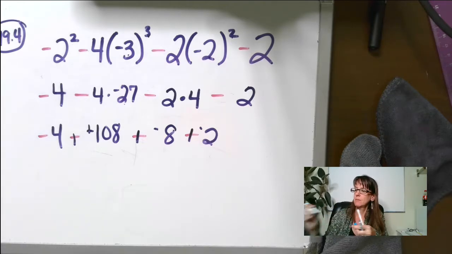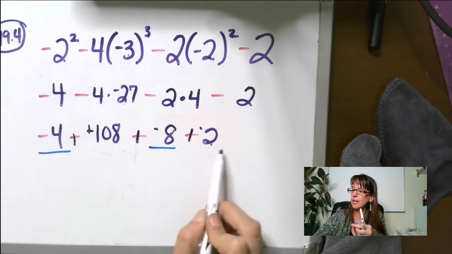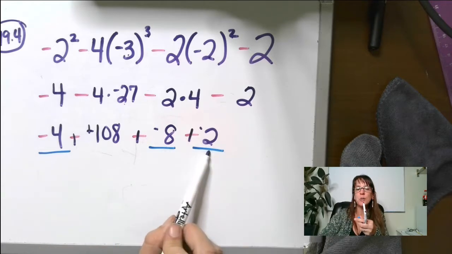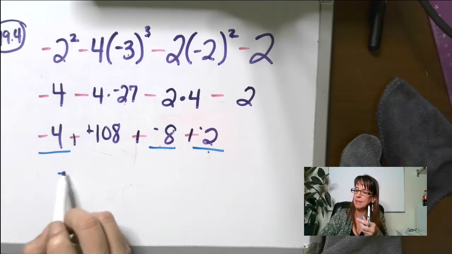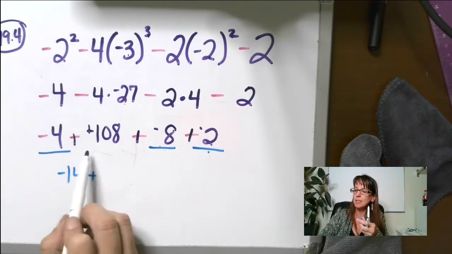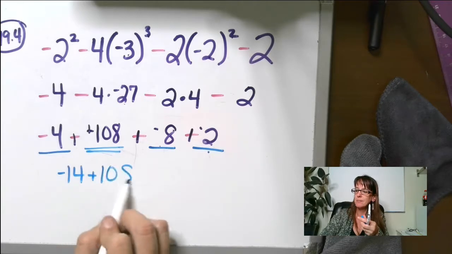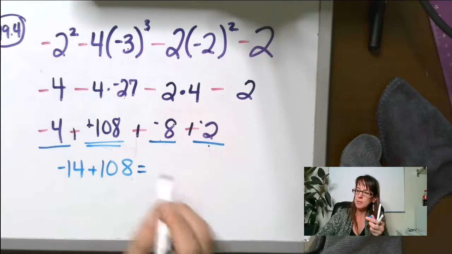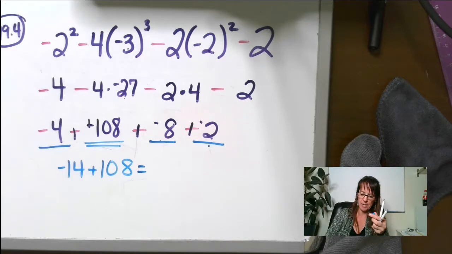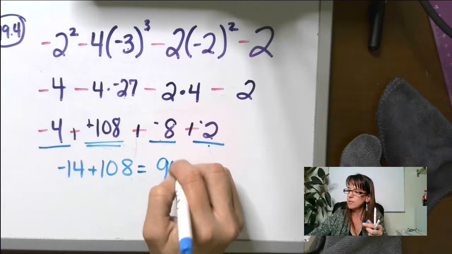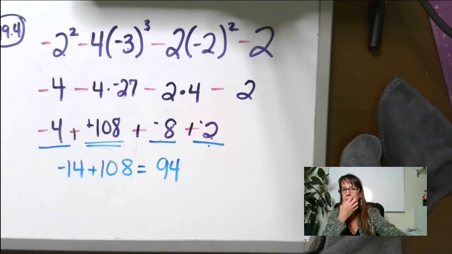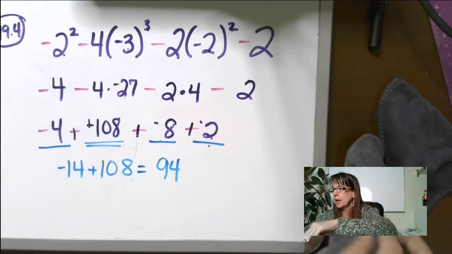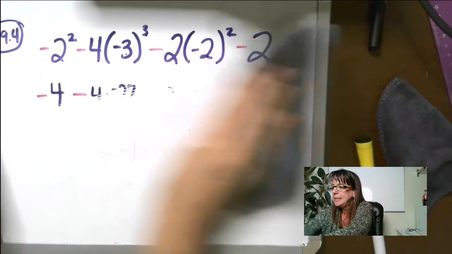Use another color. Here's a negative, here's a negative, here's a negative. 8 and 2 is 10, plus 4 is 14, so that's negative 4, negative 8, negative 2 is negative 14, plus our positive 108. Which team is larger? Our positive team, and by how many? I don't know, because I don't want to mess this up. So 94. The answer is 94. If you need to use colored pencils or something, that's fine too. You're totally welcome to do that on your homework so you can keep track of these.